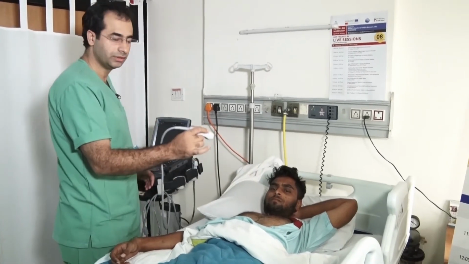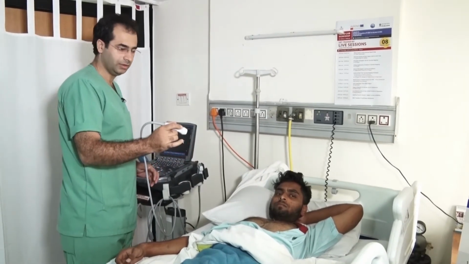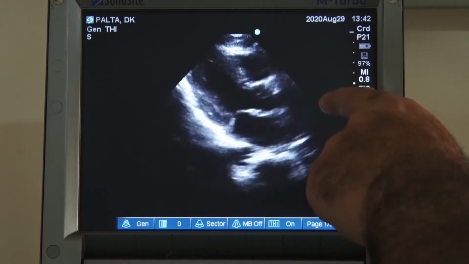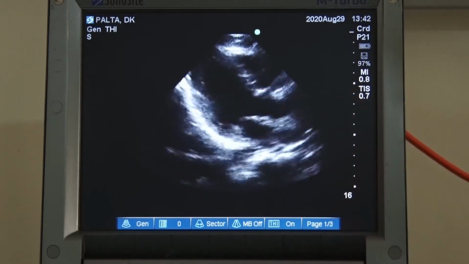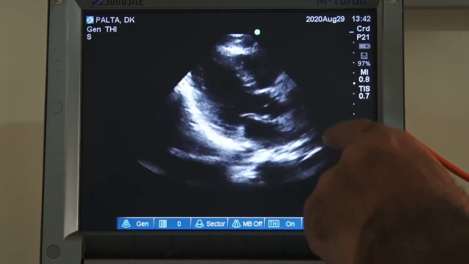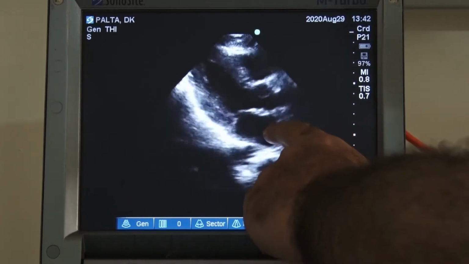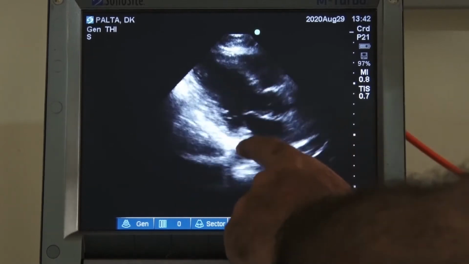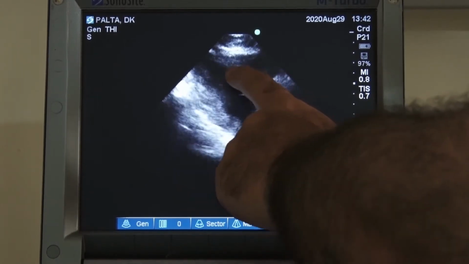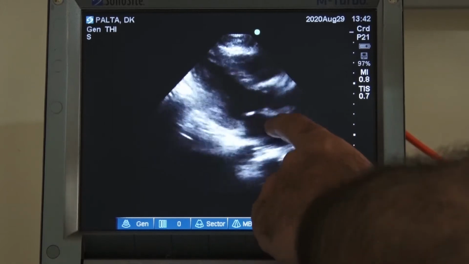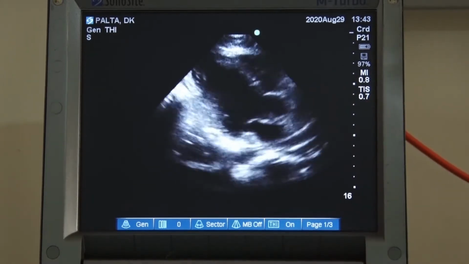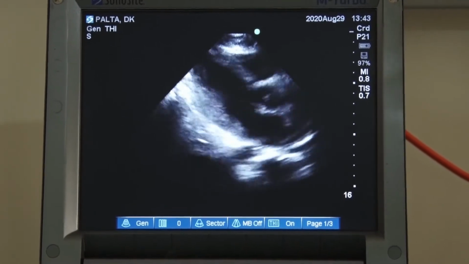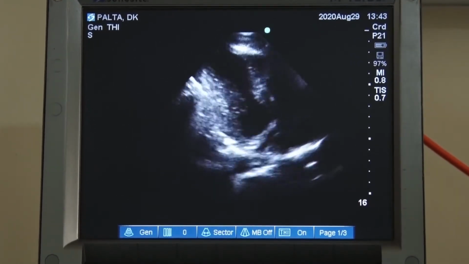I want to show you the parasternal long axis view. My probe is in the third and fourth intercostal space. As you see, this is the left atrium, this is the left ventricle. The systolic function is very good. This is the interventricular septum. This is the mitral valve. The contraction is very good. So this looks like a normal heart with a normal ejection fraction.